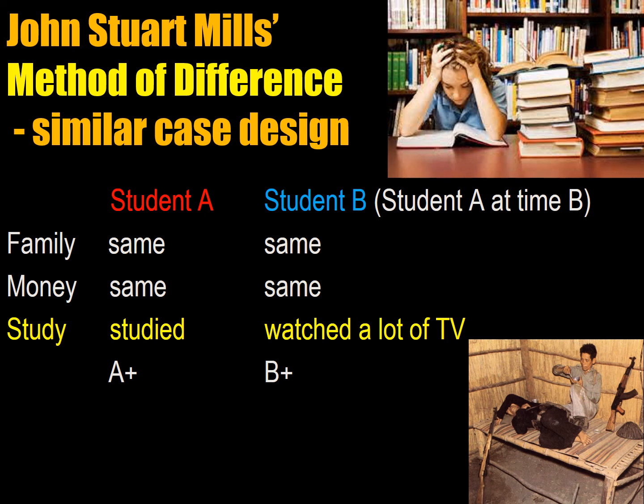Student A and B, however, vary differently on the variable of how much they studied. Student A studied a lot. Student B was distracted and studied less. And then you have the outcome. For student A, it's an A+, and student B, it's a B+. So you control for the variables of family and money, so you can focus on the variable that matters.